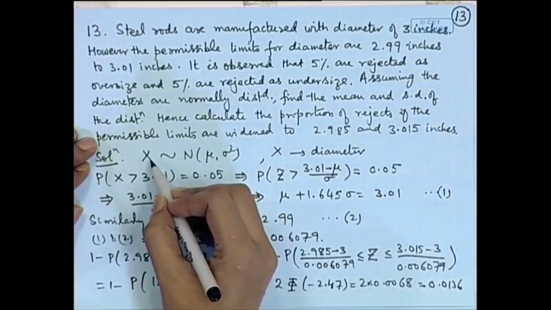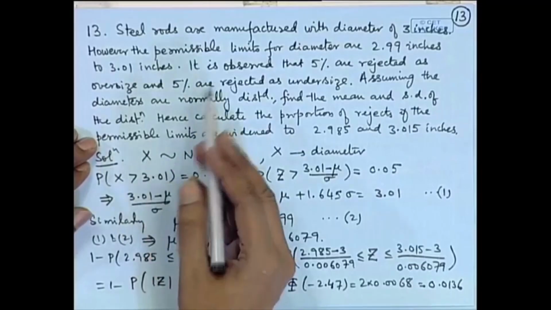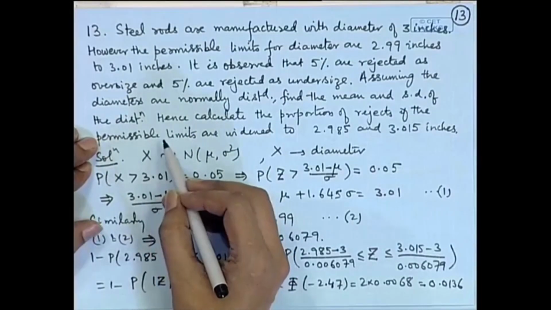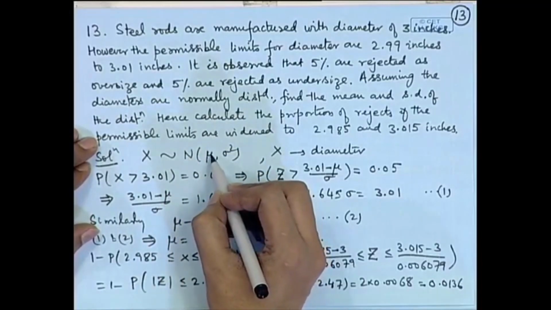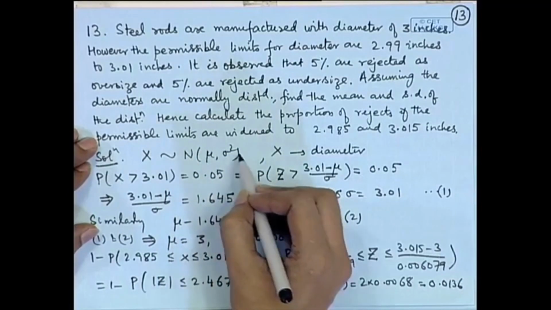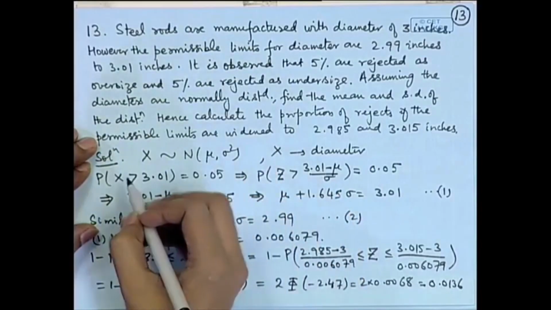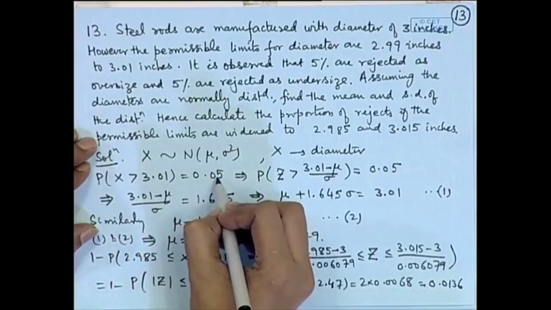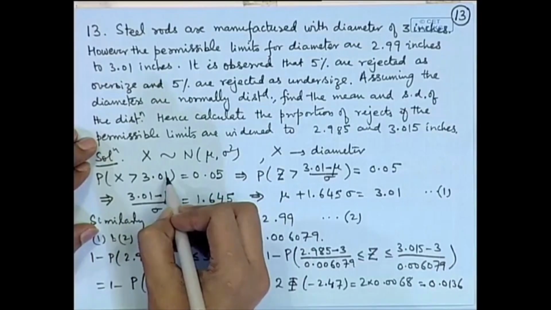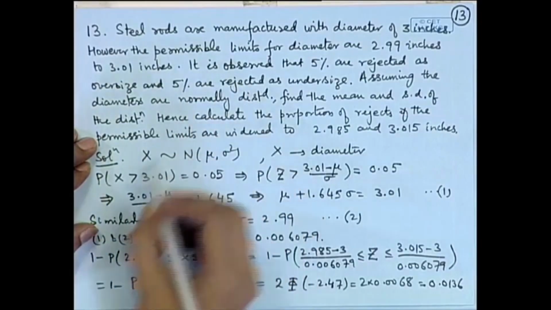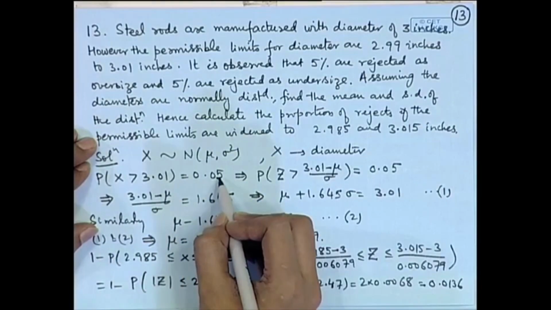So, let us look at x as the diameter of the rod produced. It is given that it is normally distributed. So, let us assume that it is normally distributed with certain mean mu and certain variance sigma square. It is given that 5% of the rods have diameters more than the upper limit, they are oversized. So, the probability that x is greater than 3.01 is 0.05.